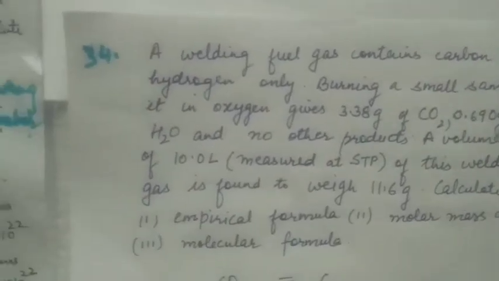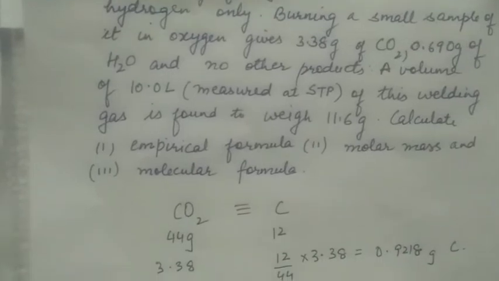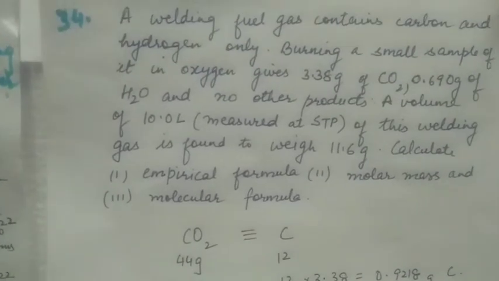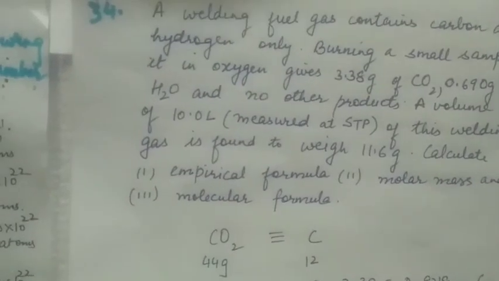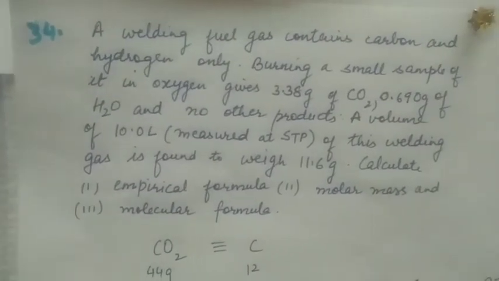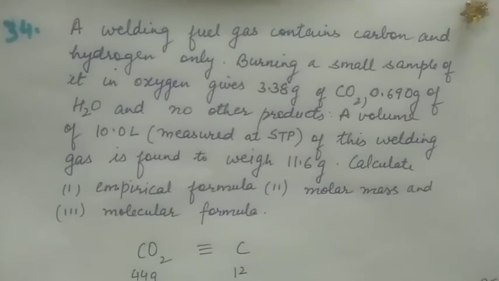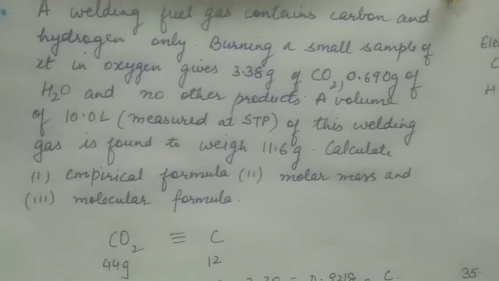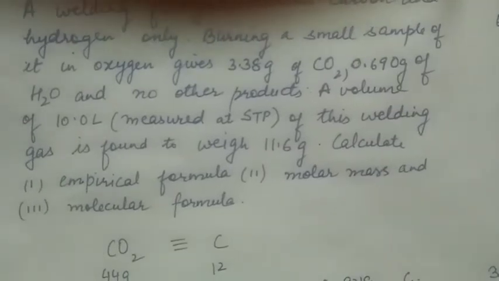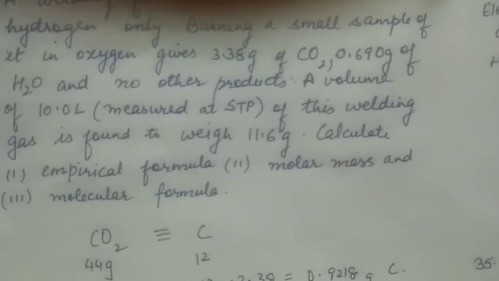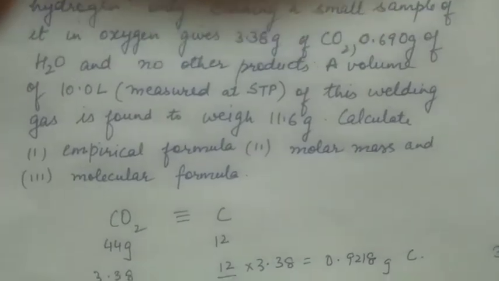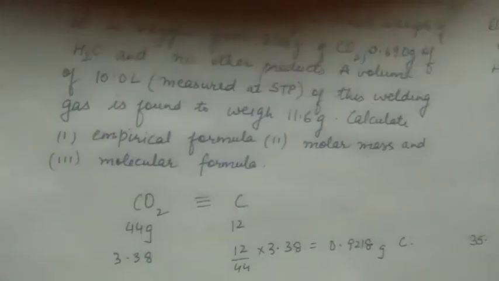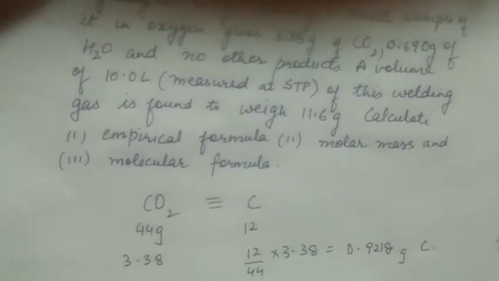A welding fuel gas contains carbon and hydrogen only. Burning a small sample of it in oxygen gives 3.38 grams of carbon dioxide and 0.690 grams of water and no other products. And a volume of 10.0 liter at STP of this welding gas is found to weigh 11.6 grams. Calculate empirical formula, molar mass and molecular formula.